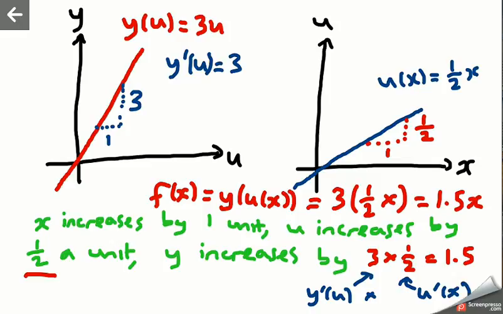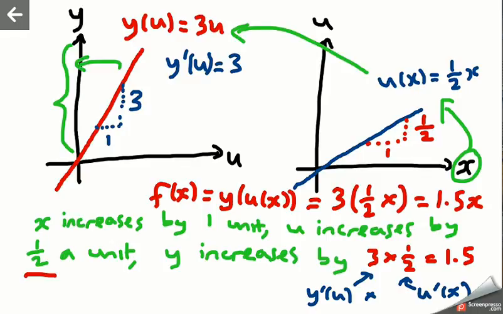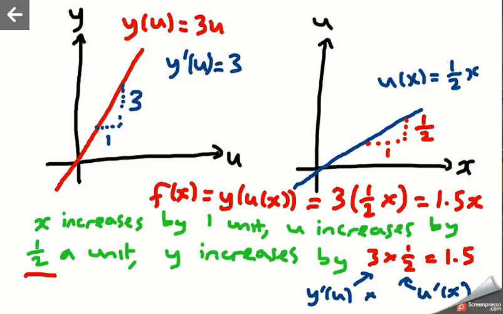And, well, along this axis here, this is kind of the final output of the function, right? So we start out at x, we put x into u, and then we put u into y, and this is the thing that comes out. So actually, however much y changes by is how much f changes by, since f is kind of the result of this function. So actually, this is equal to f prime of x. And f prime of x is therefore equal to 1.5, as we already knew.